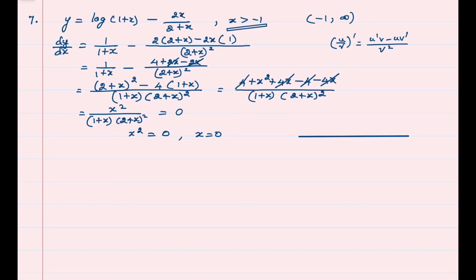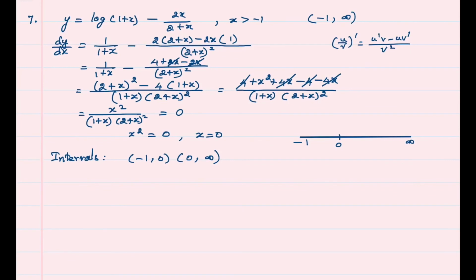The given domain is minus 1 to infinity, and we have got one critical value, which is 0. Let us write the intervals. Minus 1 to 0 and 0 to infinity. But see the question. The question doesn't use the word strictly. In such cases, we can include the critical values. So we can take closed interval at 0. Now we can draw the table and check whether the function is increasing or decreasing in these intervals.